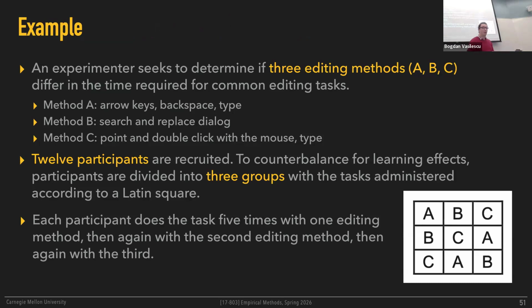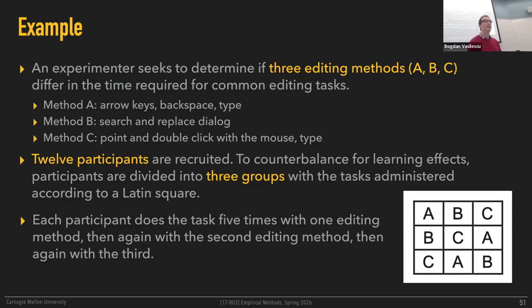Okay, so let's look at the concrete example here for a minute. So let's say I have three editing methods that I'm looking to test, A, B, and C. And I hypothesize that they will impact the time required to do common text editing tasks. Method A is I use the arrow keys on my keyboard to get to the point in the document where I need to edit, and then I hit backspace or delete to edit, and then I type whatever the new text is. Okay, so that's method A.